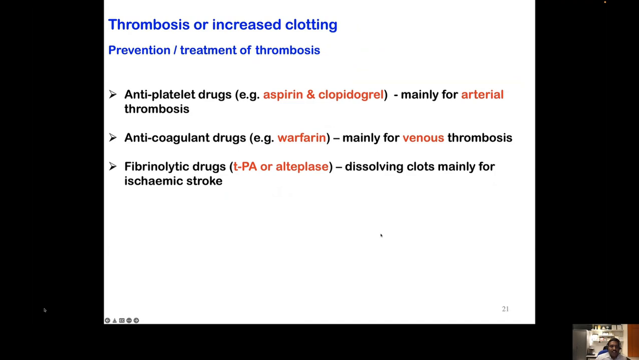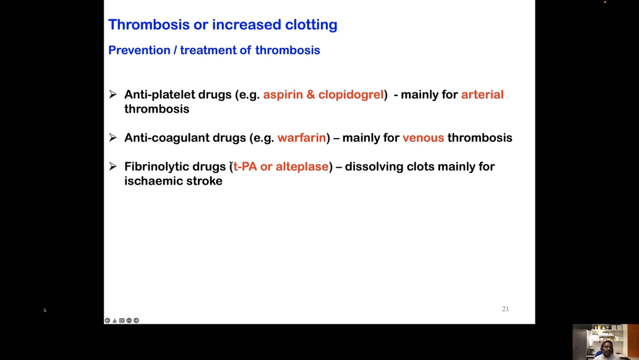Okay, so our last video on blood clotting. This is going to be very quick, only a few minutes. So how to prevent or treat thrombotic conditions? Because we know that this is really important, and it can cause blood clots unnecessarily, and that can lead to serious, life-threatening conditions within our body.